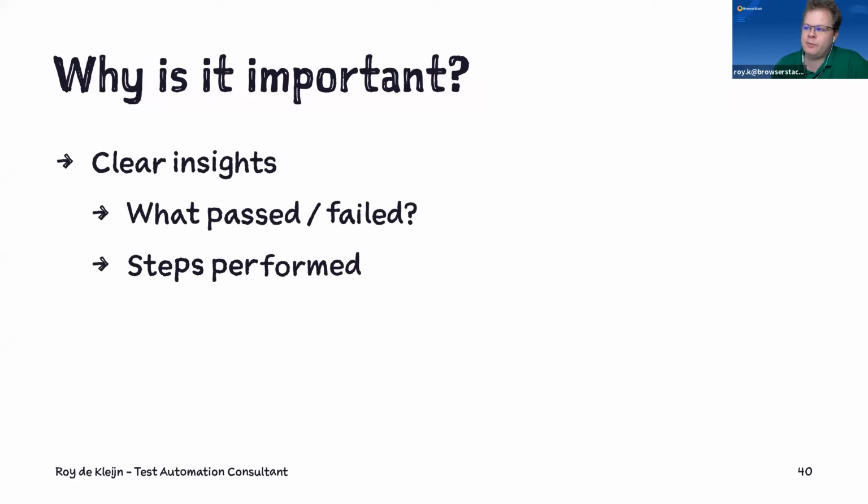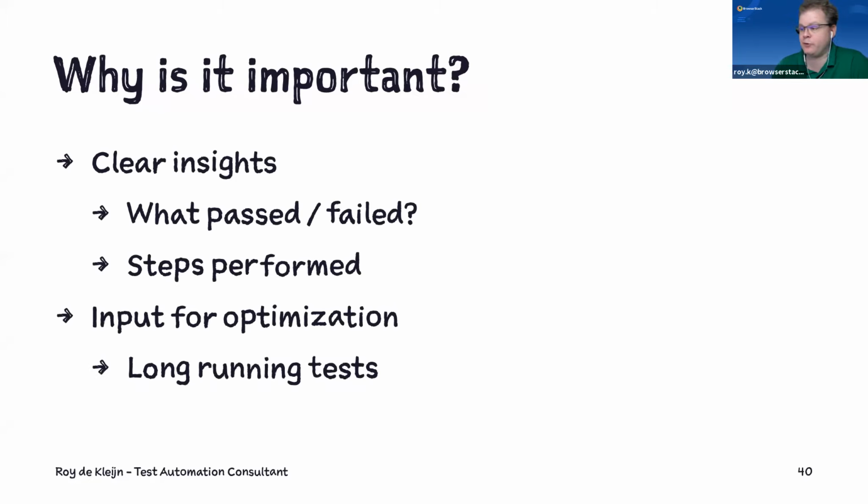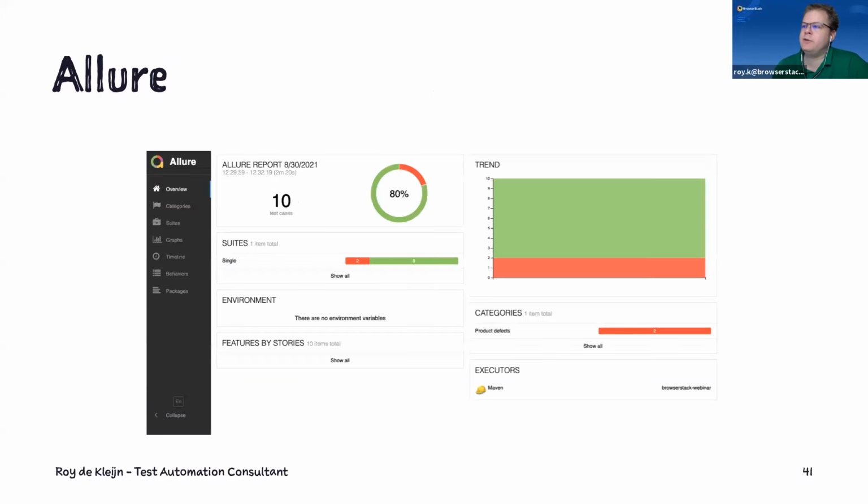Yeah, of course, the passed and failed status, and it can give you the input for optimization of your test set. And you can see, for example, if you have some long running tests, and those long running tests you can start to improve. Probably change the weighting strategy, or break it up in smaller test cases, or other things. So I'd like to show you an implementation of Allure reporting, and that gives you some really nice graphs.